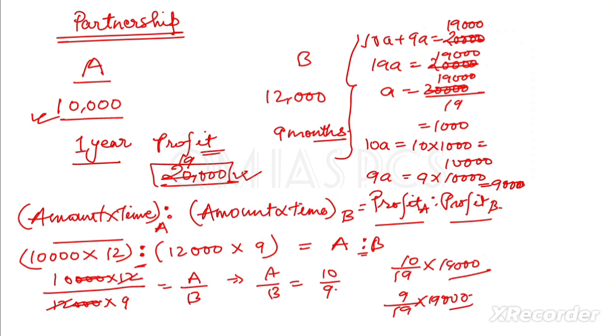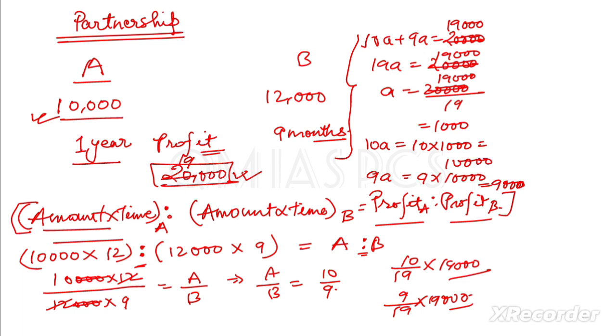Are you getting this one? See, this is your formula: amount multiplied by time, and that is the profit ratio. So just note it down, because partnership questions are asked almost every year. So you have to remember this one. We will discuss the actual question from the previous year, so it will be more clear then.